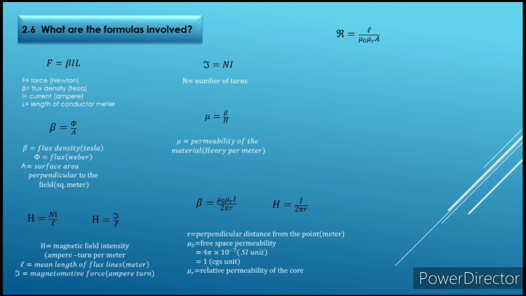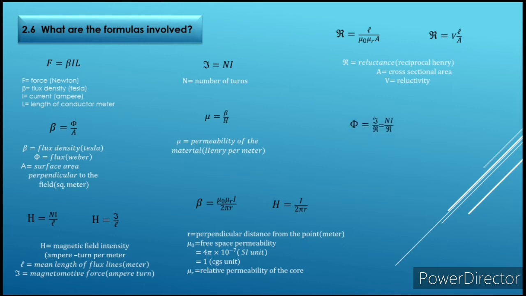Next one is the reluctance is equal to length over free space permeability times the relative permeability times area. And the other one, reluctance is equal to reluctivity times length over area, where R is reluctance, in reciprocal Henry, A is the cross-sectional area, and V is the reluctivity.